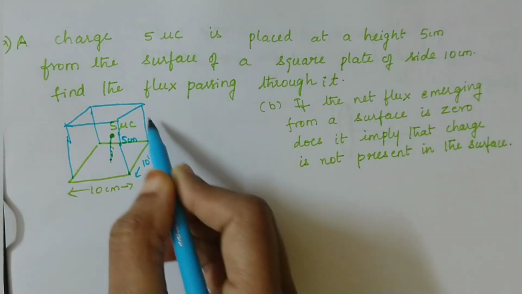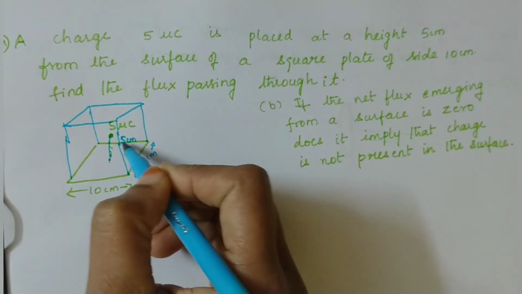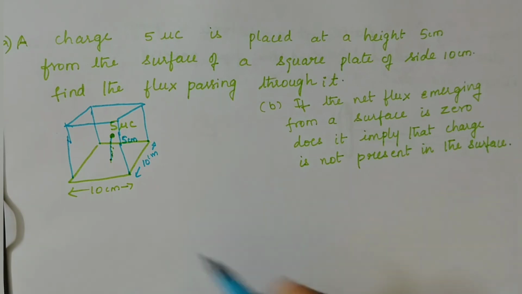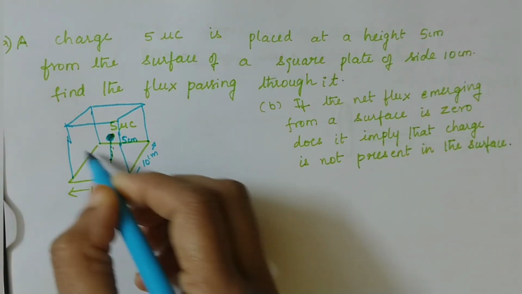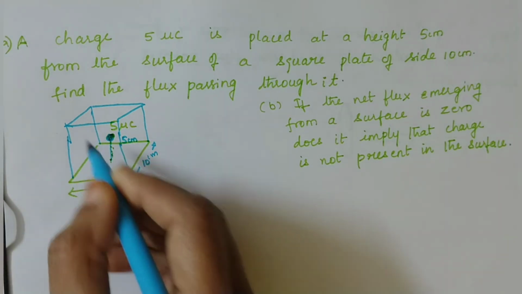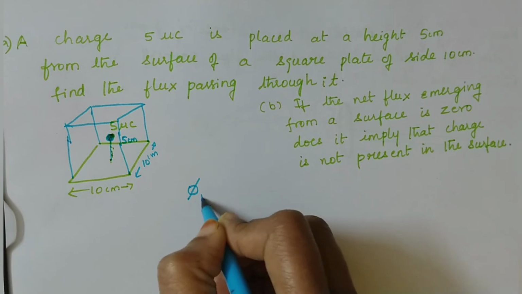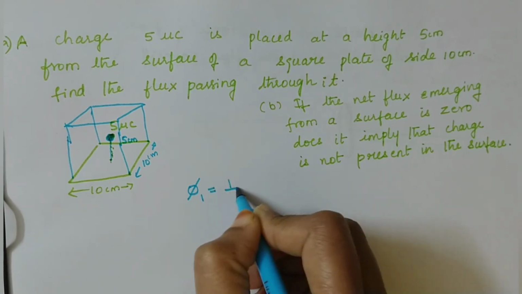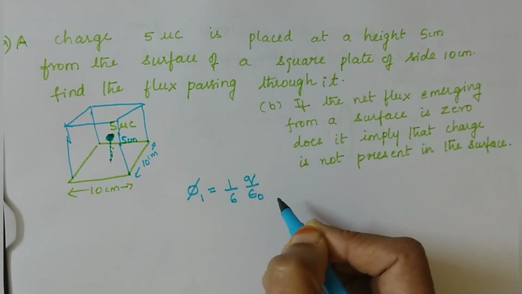Okay, complete a cube such that the side of each edge is 10 centimeter. Now observe, the charge of 5 microcoulomb is exactly at the center of this particular cube. And we have already studied in the previous numerical, flux through one surface of a cube is 1/6 of total charge enclosed by epsilon naught.